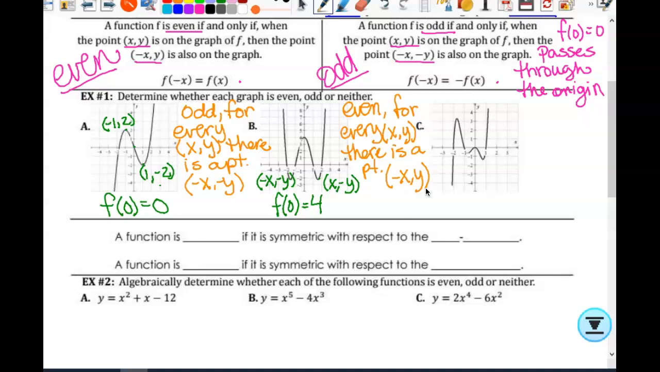All right. Now this, well, we'll come back and talk about the symmetry. Let's look at C. What is f of 0? 0. Which means it could be odd, not necessarily odd, right? Do you see any 2 points that you could pick where you could either get (-x, -y), or just (-x, y)? No, right? Doesn't happen at all. And so this one is going to be neither.